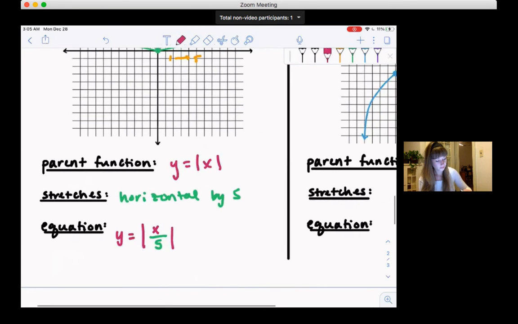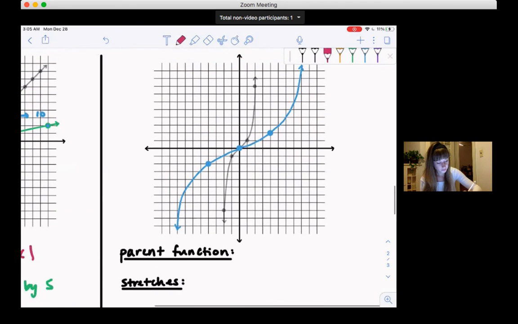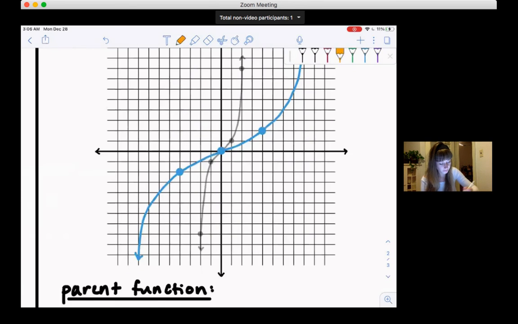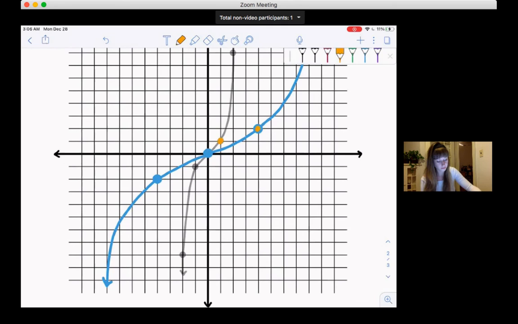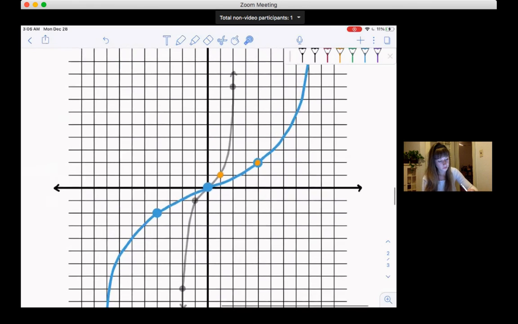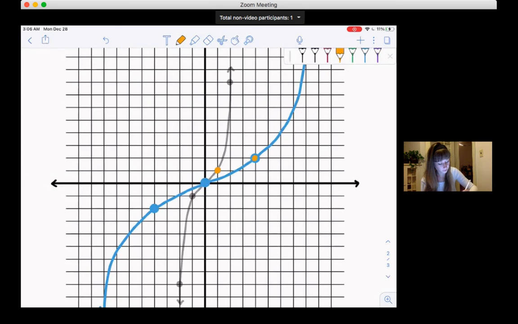Okay, one more. So this one's tricky because there's 2 stretches. Here's the parent, and let's pick some points to compare. So let's look at these 2 points. So the x value was 1, and now it's 1, 2, 3, 4. So we've multiplied by 4. Okay, and then the y value was 1, and now it's 2. So we started at 1 and went up to 2. So times 4 on the x, times 2 on the y.